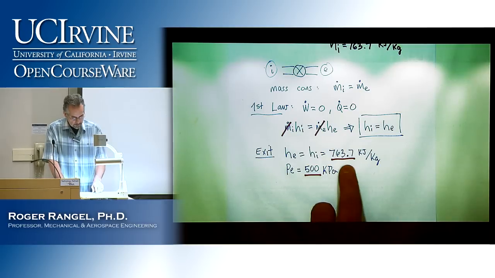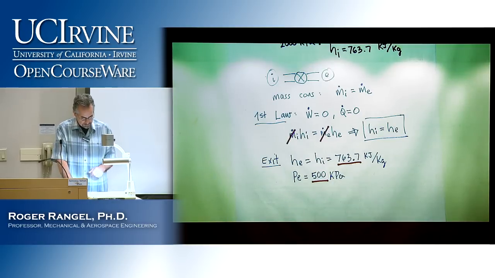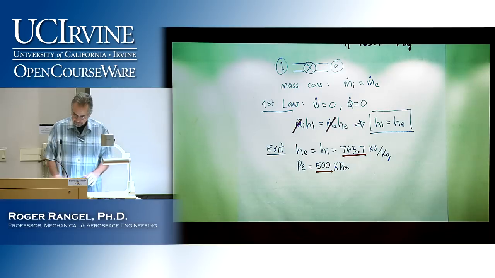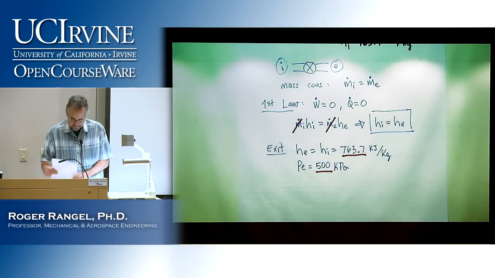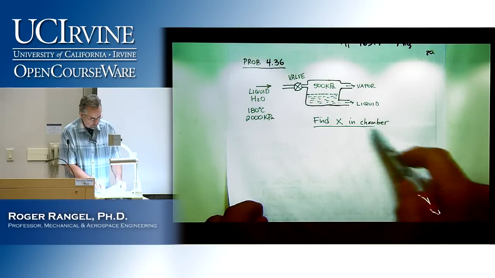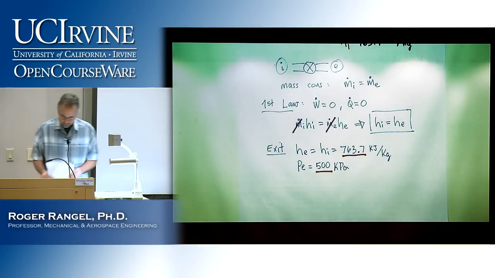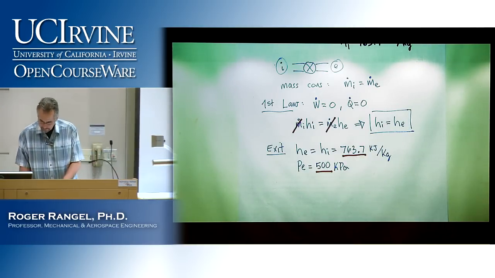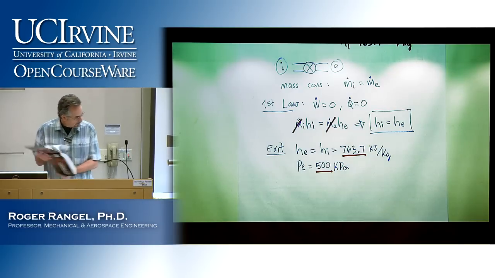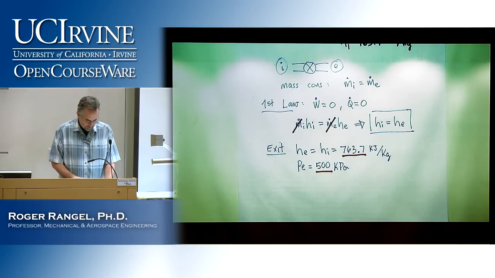So how do we know then that this is saturated vapor, as the problem implies, because it tells you to find the quality in the chamber? Well, you could go back to the table, and in this case, you could go back to the saturated table, but you would go to the pressure entry.